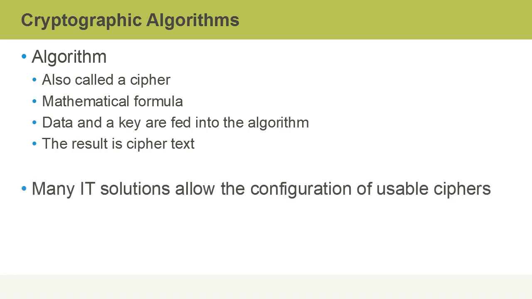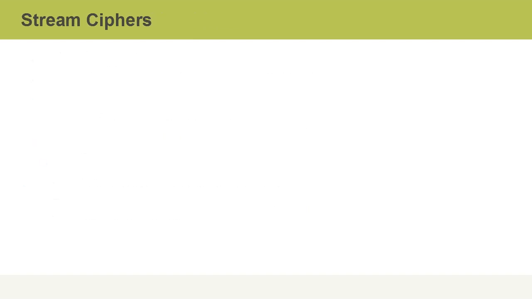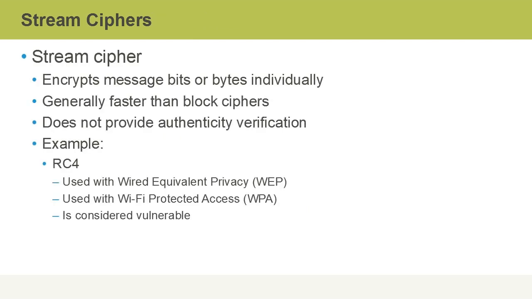There are many IT solutions that allow the configuration of specific ciphers that are to be used, such as within a web browser or when configuring a VPN tunnel, and so on. Stream ciphers encrypt message bits or bytes individually, and they're generally considered faster than their counterpart, block ciphers, which we'll talk about in a moment. However, stream ciphers don't provide authenticity verification of a message.